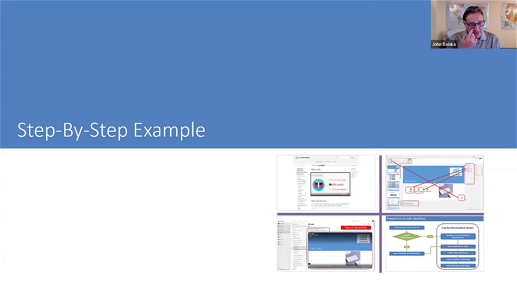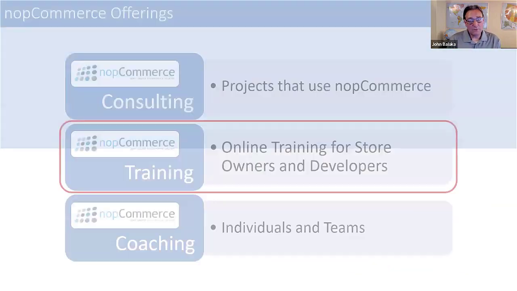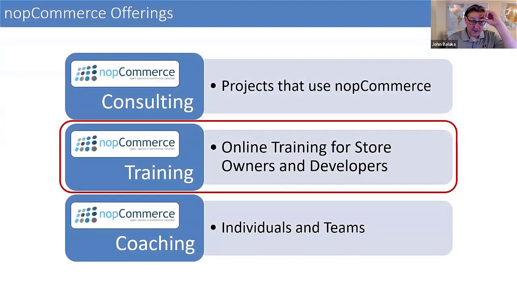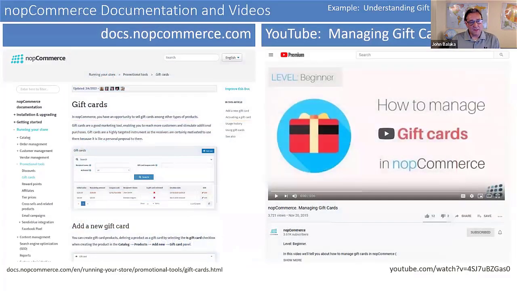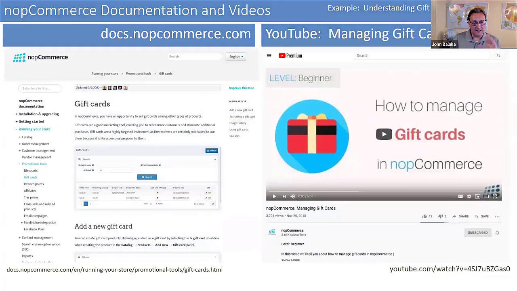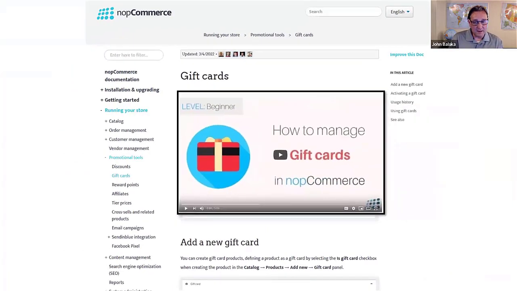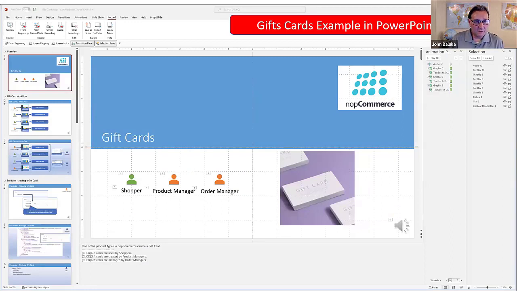So let's see a step-by-step example of how you could do this today. As mentioned earlier, I was creating some training for NopCommerce, where you've got a wiki, and then you've got these different YouTube videos. I wanted to take this example and do something better, for what you have documented and where we have a video, I want a better way to consume this content. So I first started off by creating an example of how gift cards work in NopCommerce and PowerPoint.